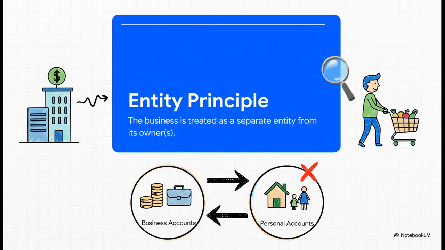First up, we have the Entity Principle. This one's super simple but incredibly important. The business is its own person, totally separate from its owners. That means the owner's personal grocery bill can't be logged as a business expense. This clean separation is what keeps the business's books clear and unbiased.